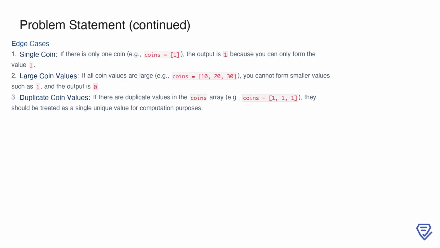Finally, let's consider some edge cases. If there is only one coin, such as coins equals 1, then the output is 1, as only the value 1 can be formed. If all the coin values are large, like coins equals 10, 20, 30, you cannot form smaller values such as 1, meaning the output is 0. Additionally, when there are duplicate coins in the array, such as coins equals 1, 1, 1, these duplicates do not change the result since the coins are treated as unique values for computation. These scenarios highlight the importance of understanding the distribution and value of the coins when solving this problem.